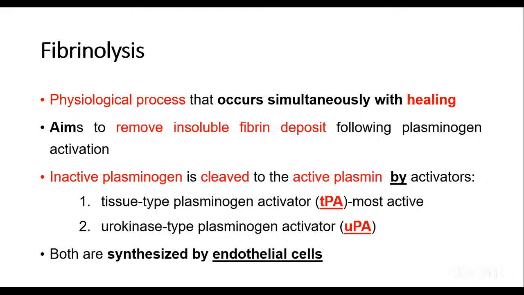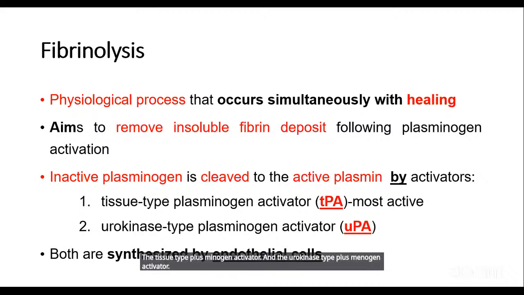Inactive plasminogen is cleaved to the active plasmin by activators. There are two major types of activators: the tissue type plasminogen activator and the urokinase type plasminogen activator. The tissue type plasminogen activator is the most active and is more produced by endothelial cells compared to the urokinase type plasminogen activator.